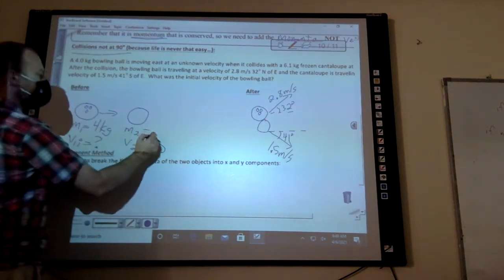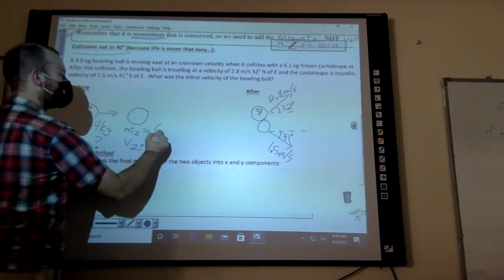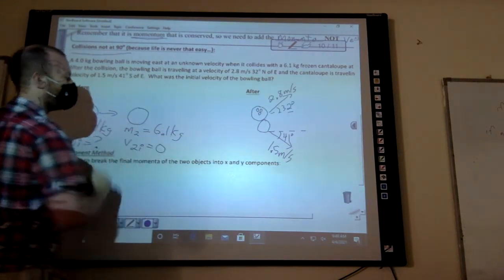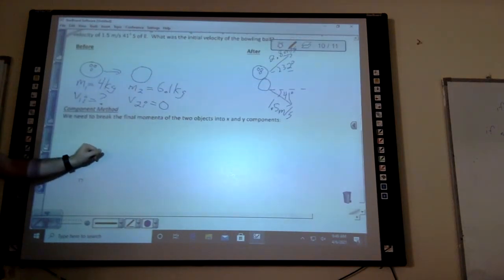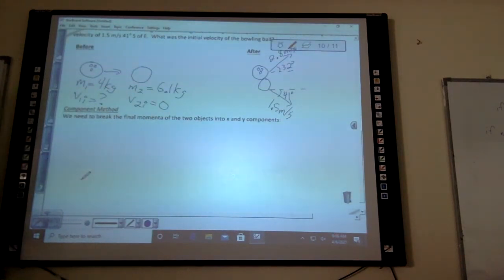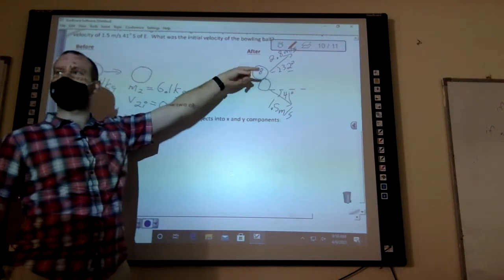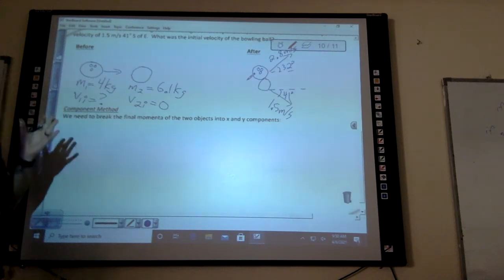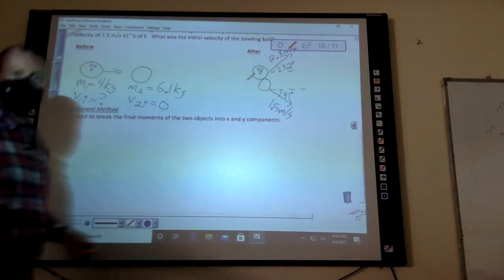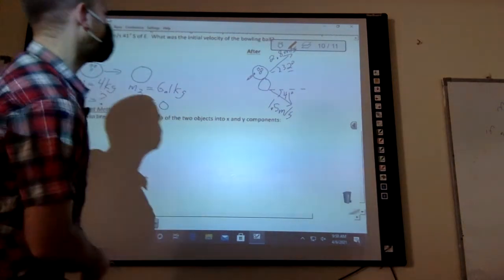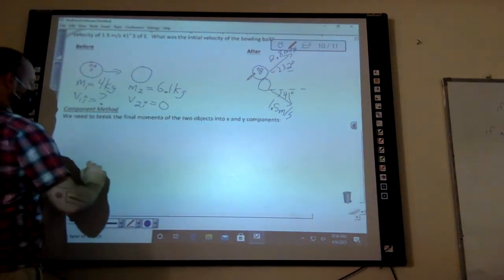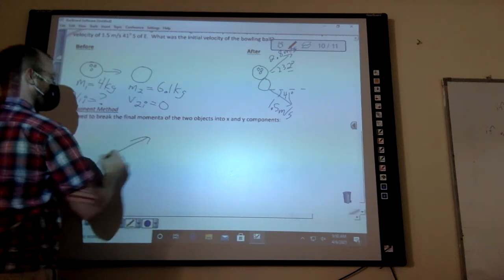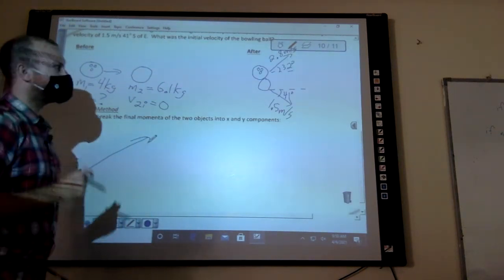I'm just going to write down the masses here so I don't have to keep scrolling up. So here's our situation. Component method, you've seen this before. Break up your two vectors into x and y components, add the x's, add the y's, draw a final triangle, everything you've seen before. So let's break these up. We've got one that is 2.8 meters per second.